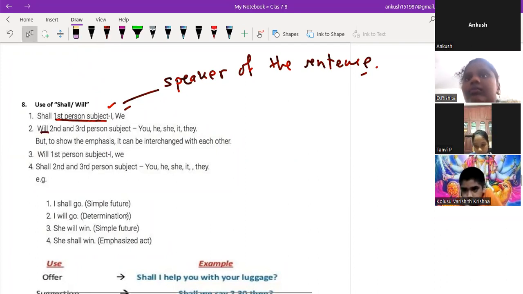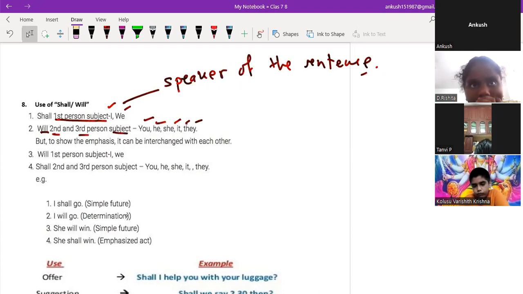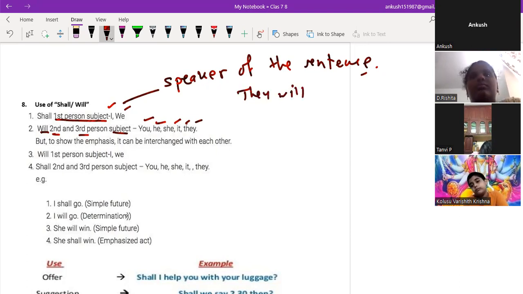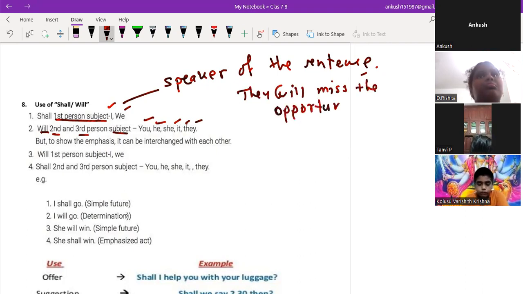Will is used with second and third person subjects like you, he, she, it, they. Whether it is singular or plural doesn't matter. Understood? It doesn't matter, but will is used. For example, they will miss the opportunity. Are you getting?